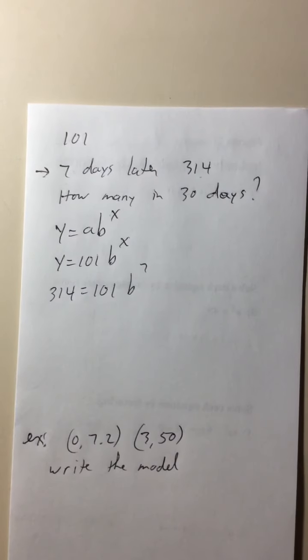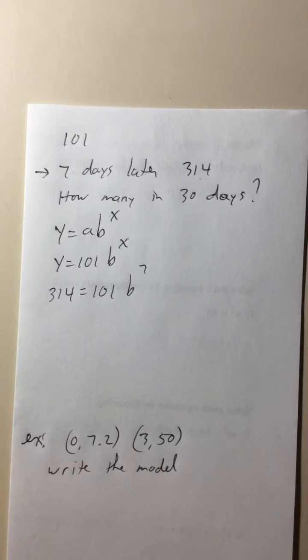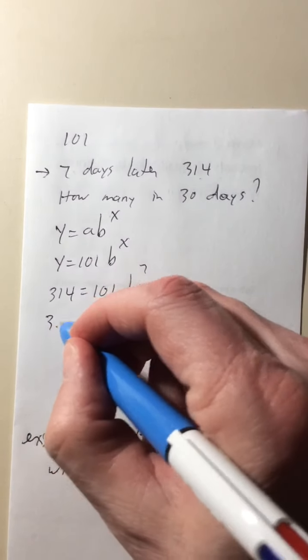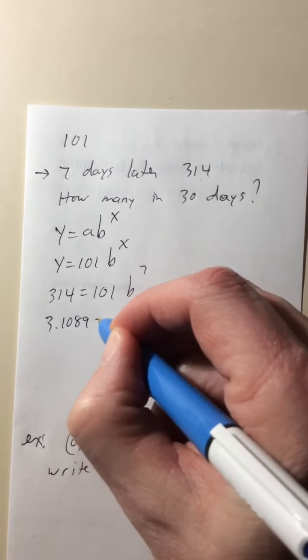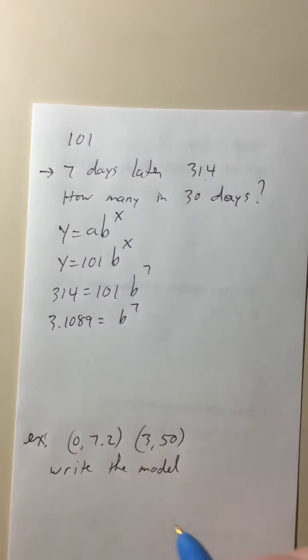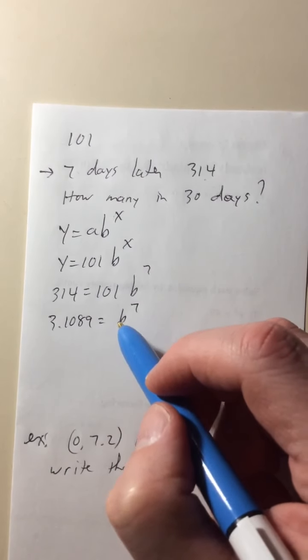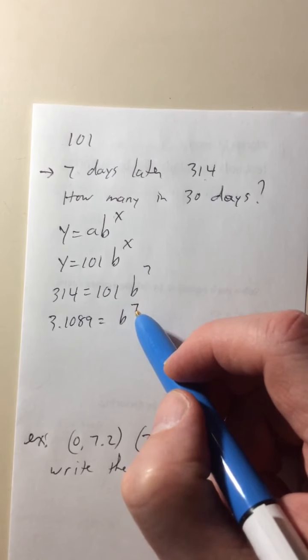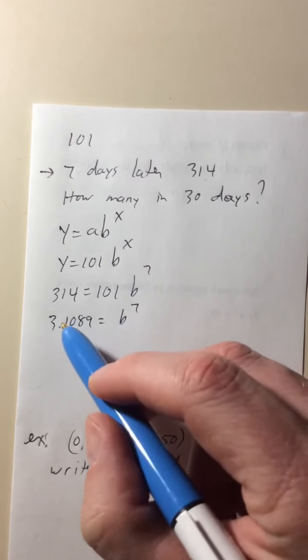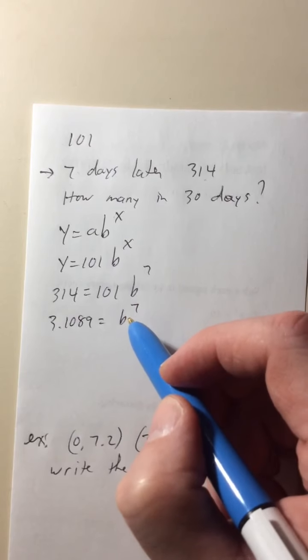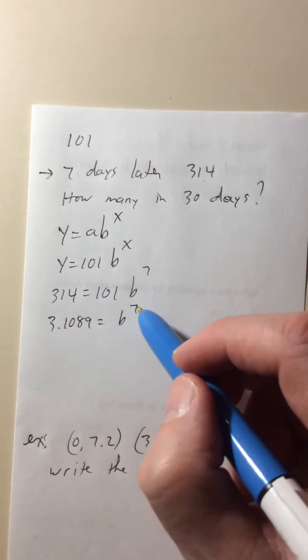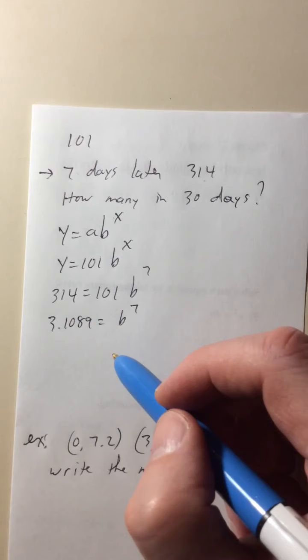So we're going to divide 314 divided by 101. I'm going to do that right here. So 314 divided by 101 equals 3.1089. So I got 3.1089 equals b to the 7th. So now we need to get rid of this 7th power here, and if this was b squared, we would take the square root of both sides. If it was b cubed, we'd take the cube root of both sides, but it's b to the 7th, so we're going to take the 7th root of both sides.